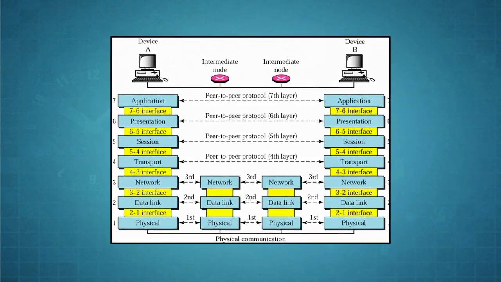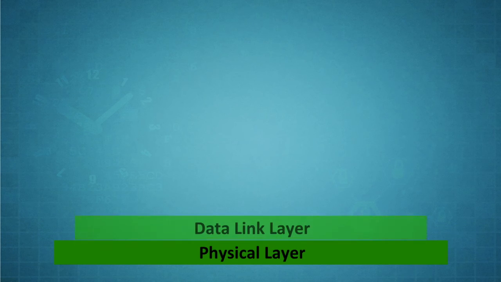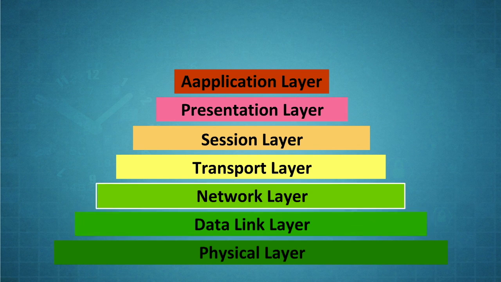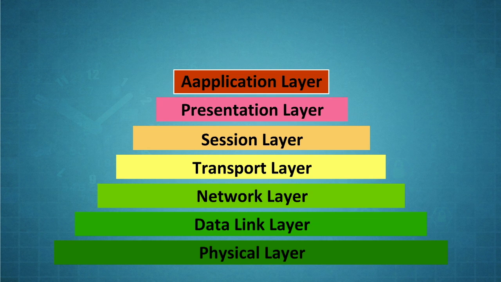ISO Open System Interconnection OSI model. The ISO Open System Interconnection OSI model lists 7 layers in network protocol. They are physical layer, data link layer, network layer, transport layer, session layer, presentation layer, and application layer.